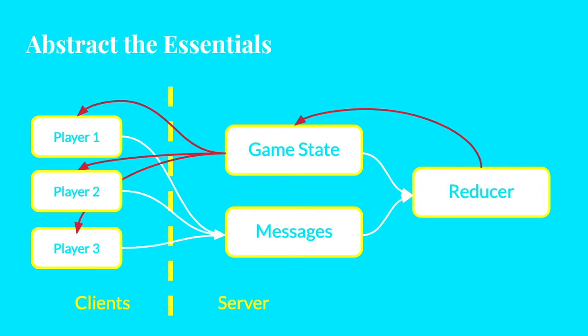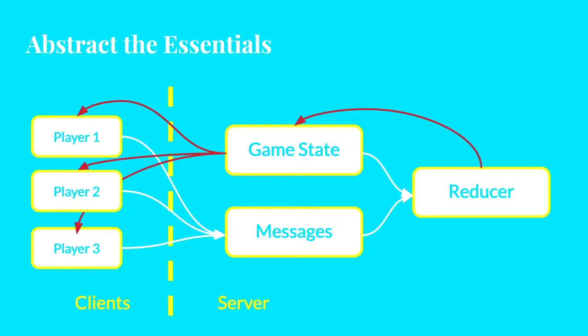We have clients. We have a server. All the clients are allowed to do is to pass messages. The server's job is to take those messages and the current game state, reduce it, turn it into a new game state, which syncs down to the clients, and the clients all render it.